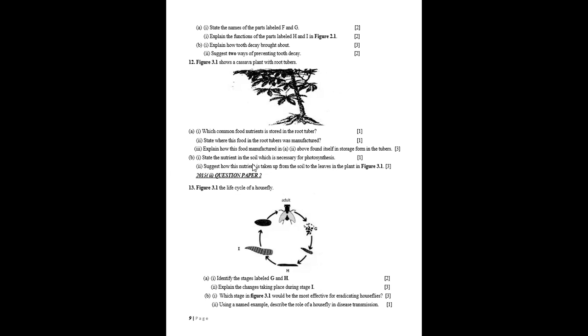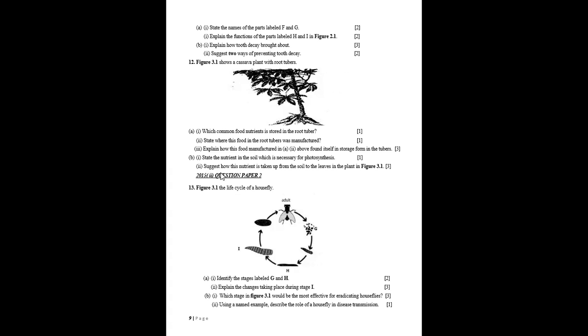Then B1, state the nutrient in the soil which is necessary for photosynthesis. It is H2O, it is water. So what's this nutrient? It is water or magnesium. Magnesium, you can say, or nitrogen. But magnesium and H2O mostly.